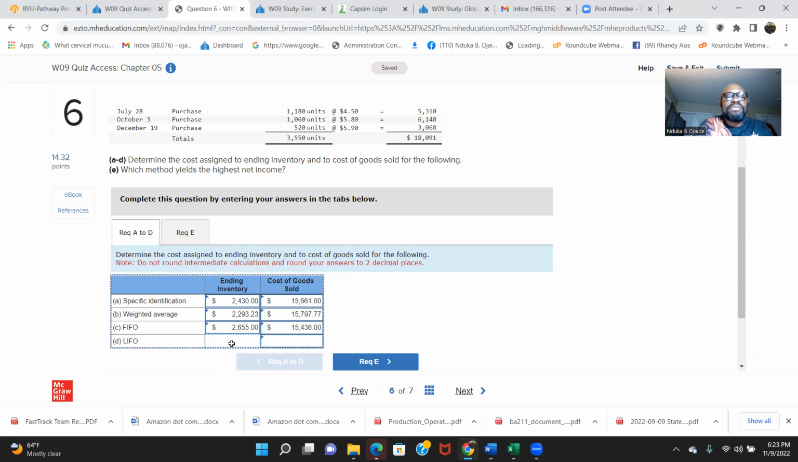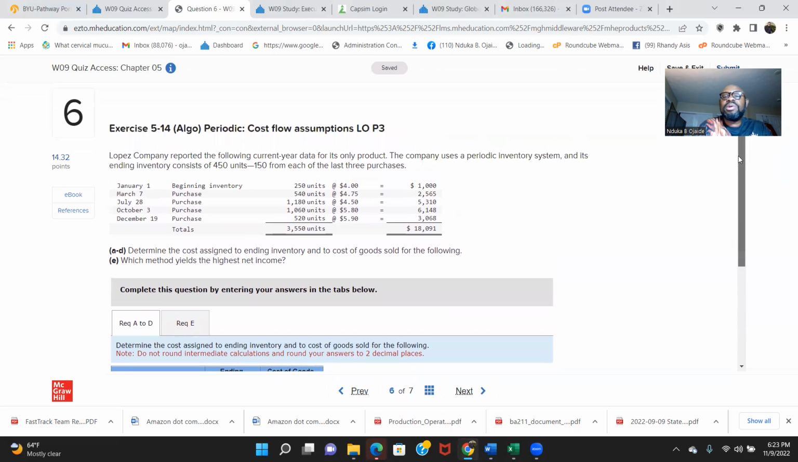So let's go to the LIFO. LIFO is just the reverse of FIFO. LIFO means last in, first out. So instead of starting from the top, as you did for FIFO, you're going to start from the bottom. You still need 3,100 units to calculate on, because it's the total less 450, but you're going to pick your units from the bottom. So you take this.